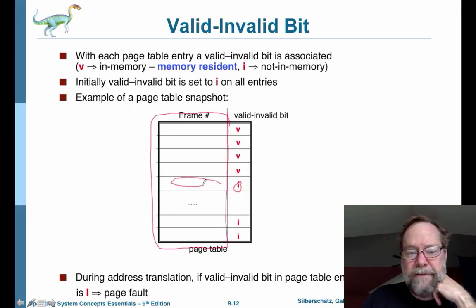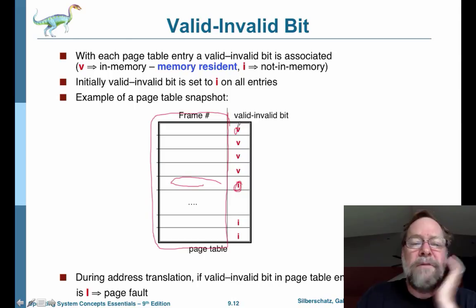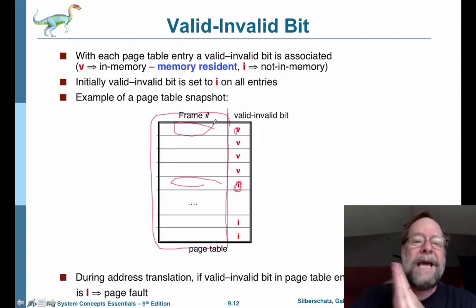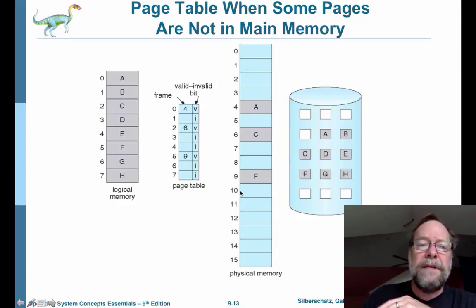That is, whatever is in this frame number here is bogus, because this is an I. It's an invalid frame number because the page doesn't have a frame yet. We haven't brought it into memory. If the bit is set to V, then the corresponding value over here, the frame number, is accurate, and that is the frame at which that page is stored. So if you do a reference to your page, use the page table, and you find that the corresponding bit for that page is I, that's a page fault, and we need to do something about it.